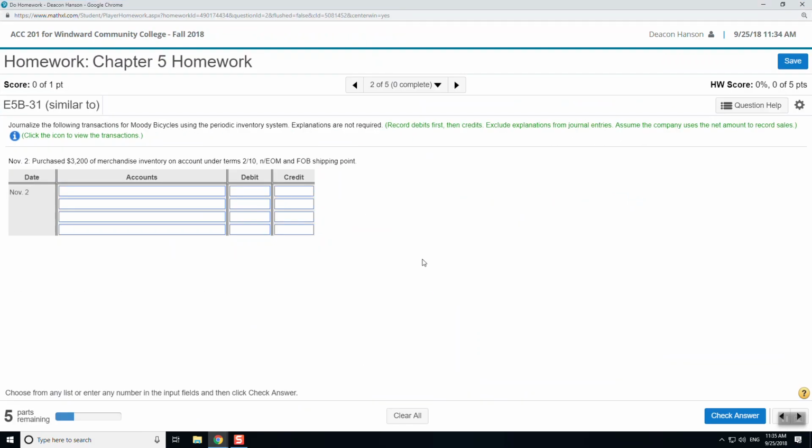So I got this problem, and it says, journalize the following transactions for Moody Bicycles using the periodic inventory system. So what you got to realize, there's 2 different ways to account for this stuff in chapter 5. And if you look, I believe in the back of your chapter and possibly in that chapter's appendix, they show examples of journal entries using both the periodic and the perpetual system. Most of the problems will require the perpetual system, but this particular one asks you to use the periodic system, which has more accounts involved.